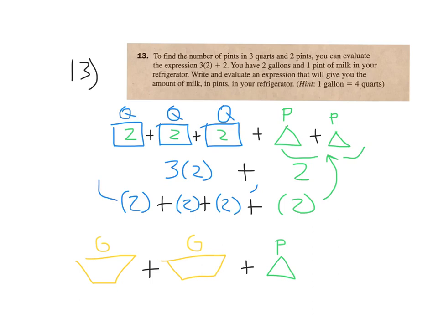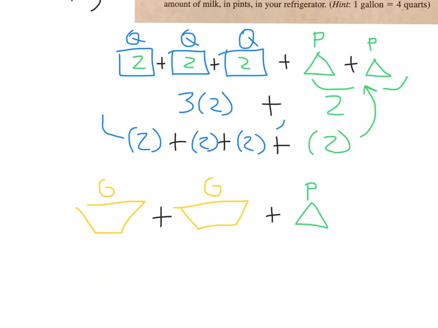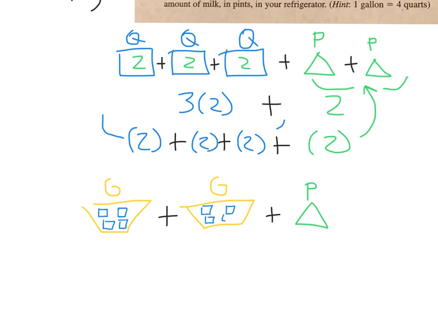So 1 gallon has 4 quarts, right? So 1 gallon has 4 of these quarts, so I'm actually going to just go ahead and draw 4 boxes in each of these, right? Because we already said the quarts are the blue boxes. And we also know that each box has 2 pints in it, so it's like 2, 2, 2, 2, 2, 2, 2, 2, and this is just 1, right? The single triangle is 1 pint.